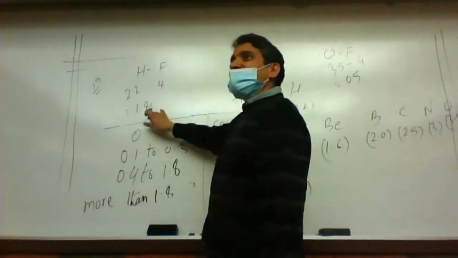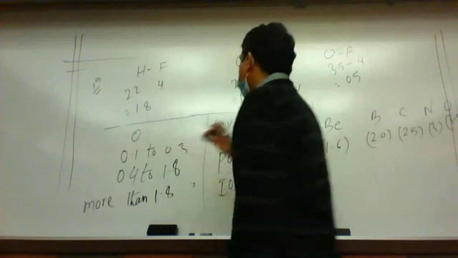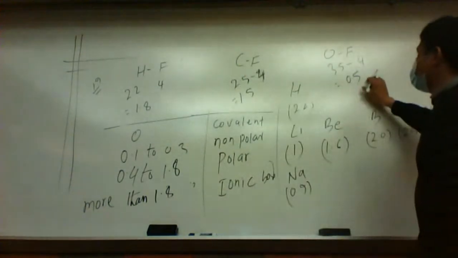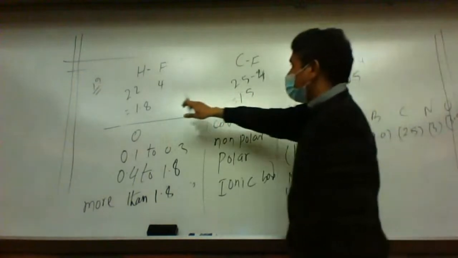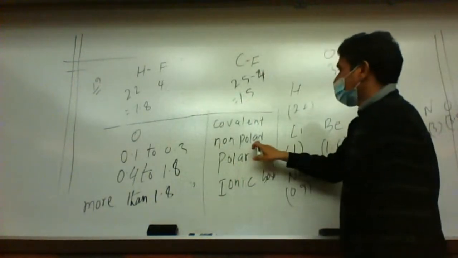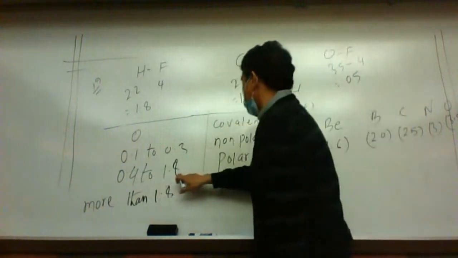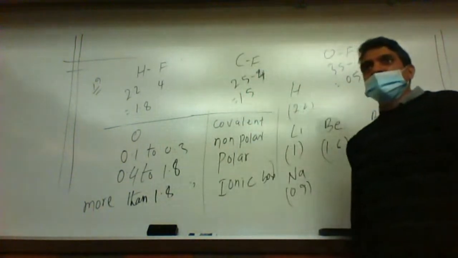This is the very large electronegativity difference, so this is the most polar. Make sense? This is the least polar, so this is like the covalent. This 1.8 is like the polar. And how about this one? Also 1.5 is between 0.4 to 1.8, so this is also polar.